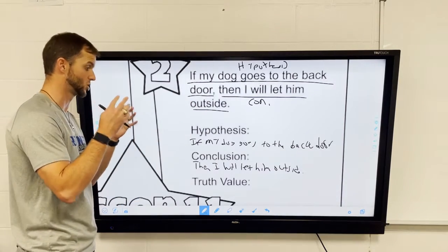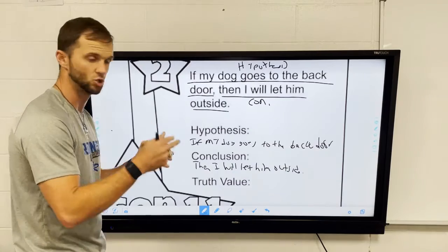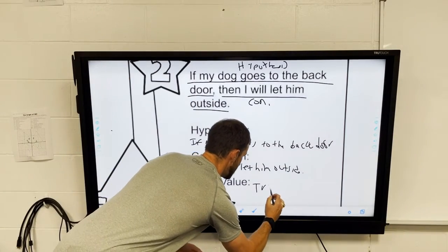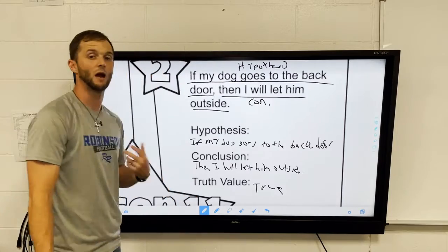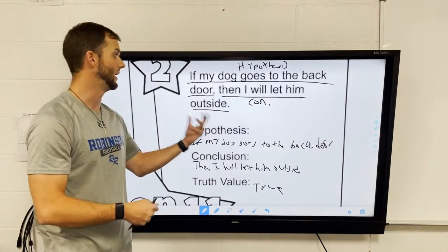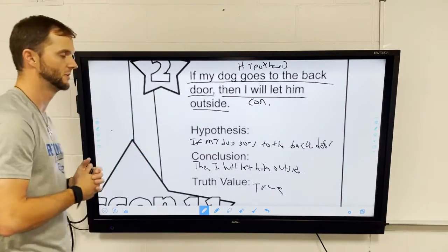I'm going to call that a truth value, because anytime they go to the back door, it's going to be true. So the truth value of that statement is going to be true, because every time that dog goes to the back door, I'm going to let him outside. It may not be the same for your dog if you have one, but whenever you're talking about my specific dog, I'm going to let them out, okay? Let's jump to example number 3.